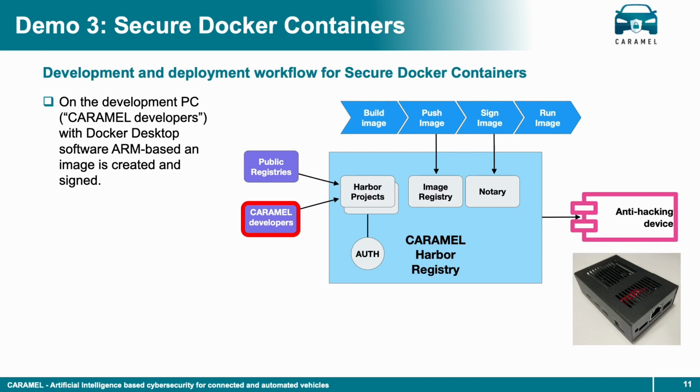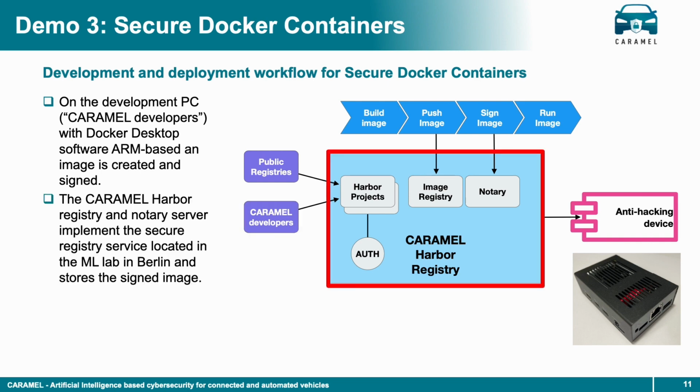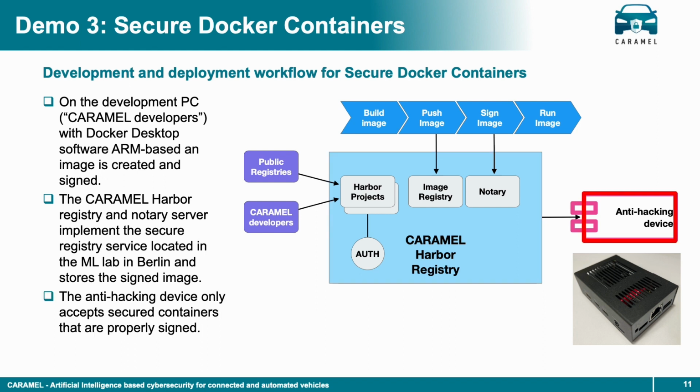This diagram shows the development and deployment workflow for secure Docker containers. On the development PC, shown as Caramel developers in the diagram, with Docker Desktop software a Docker image is created and signed. The Caramel Harbor Registry and Notary Server implement the secure registry service located in our lab in Berlin and store the signed image. The anti-hacking device only accepts secured containers that are properly signed.